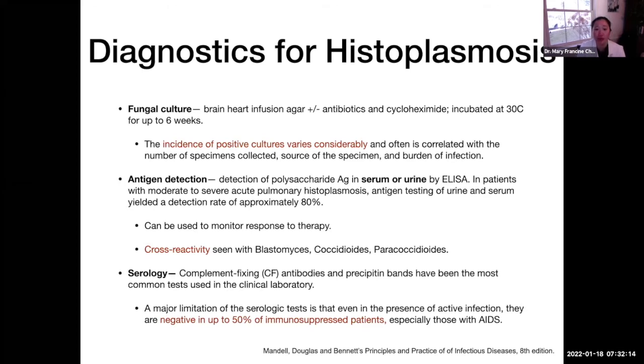One, depending on the burden of infection, the source of the infection, and how many specimens you collect. The other thing is that it takes a long time. So in patients, fungal cultures should be positive. Most of them will be positive by 3 weeks. But again, you have that whole 6 weeks to wait to see if Histoplasma grows.